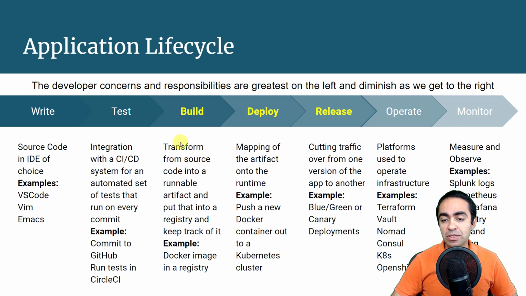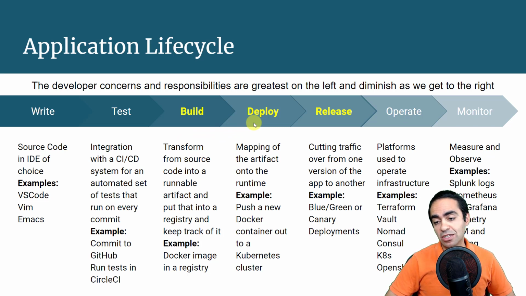Then the build stage, this is where you want to transform the source code that you wrote into something that's runnable, a runnable artifact, and put that somewhere in a registry of some sort to keep track of it. Examples of that would be Docker, for example, creating Docker images and storing those in Docker Hub or in a private registry. Then the deploy phase, that's when you want to map the artifact into a runtime of some sort.